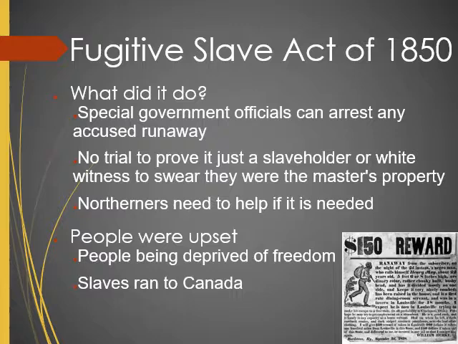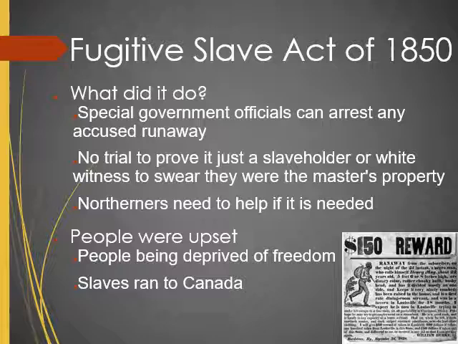And so this Fugitive Slave Act of 1850 is kind of, when we think about it now, an outrageous law. So let's learn what part it was and how people felt about it. So the first thing that it did is it set up special government officials that were allowed to arrest any runaway slave or a person who was just accused of being a runaway slave. So if anybody said that black man or that black woman was a slave, and I know it, then the special government officials, like a special police force, would be able to arrest them and take them back down south.